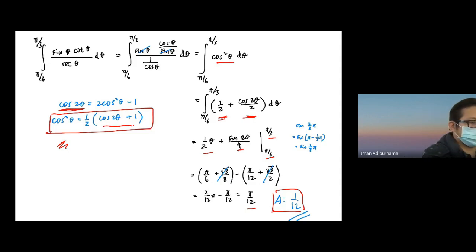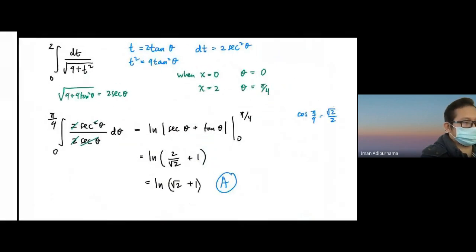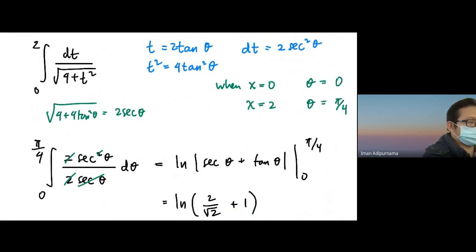Okay, the last one is the integral from 0 to 2 of dt over the square root of 4 plus t squared, okay? Now, the key important thing here is that 4 is a constant, right? And you have a plus variable, right? We can always relate this to the tangent, okay? Because we can exchange the square root and we can have a secant, right?